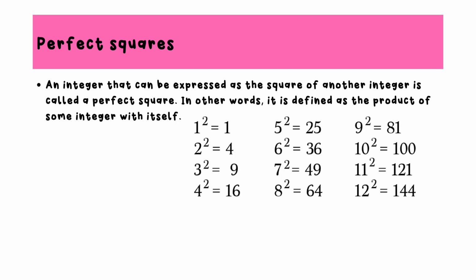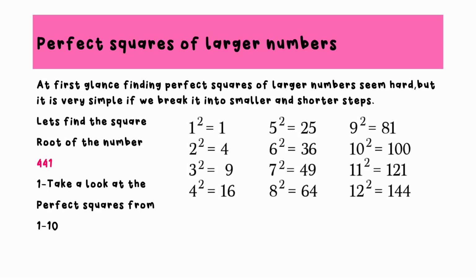An integer that can be expressed as the square of another integer is called a perfect square. In other words, it is defined as the product of some integer with itself. How do we find the perfect square of larger numbers? At first glance, finding perfect squares of larger numbers seems hard, but it is very simple if we break it down into shorter steps. Let's find the square root of the number 441.